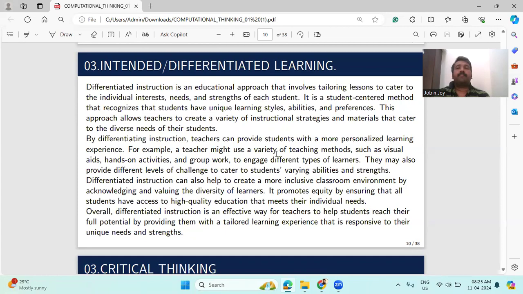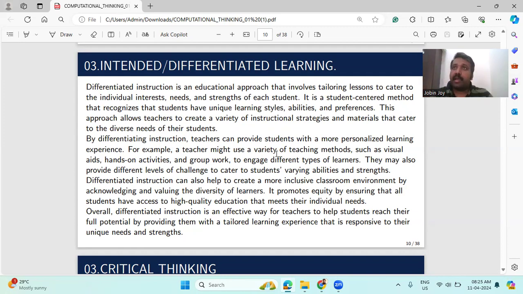So the main concept is classroom engagement. Let us take 15 students inside your classroom. 15 students means they have their own unique learning styles. Their learning styles are different, their abilities are different, their strengths are different, their preferences are different. So how will you engage all those 15 students with different learning styles, different abilities, different preferences? It's a challenging question. How will you engage all those students inside your classroom?